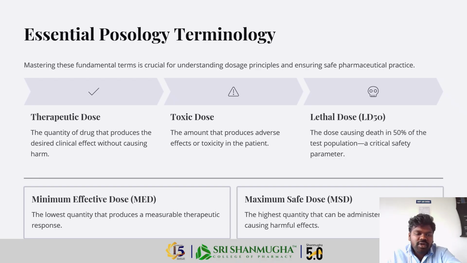Essential posology terminology: therapeutic dose, the quantity of drug that produces the desired clinical effect without causing harm. Toxic dose, the amount that produces adverse effect or toxicity in the patient. Lethal dose, LD50, the dose causing death in 50% of the test population.